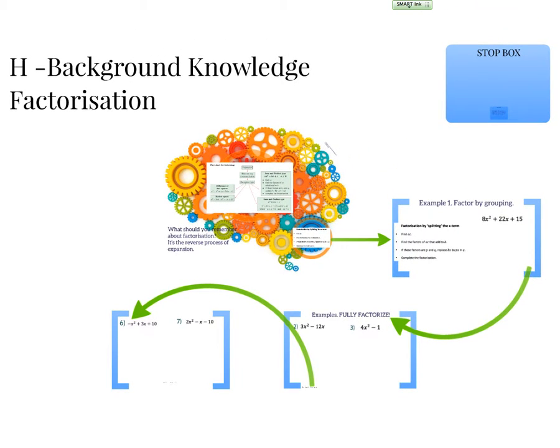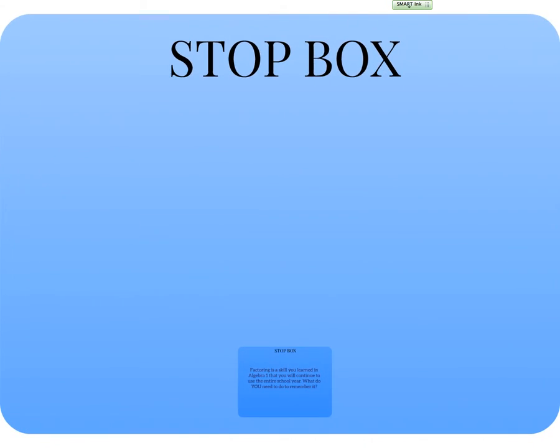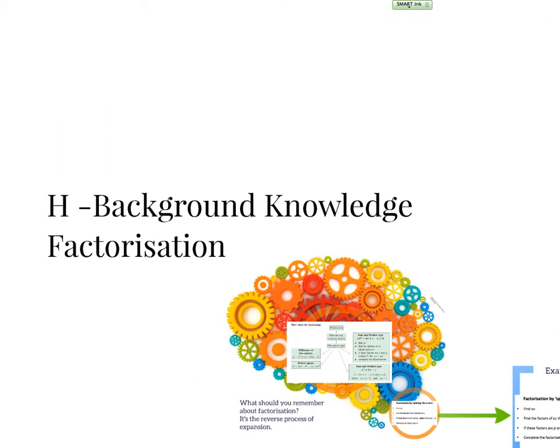So section H is background knowledge, or background knowledge is factorization. Don't forget your stat box. I got notes on factorization.